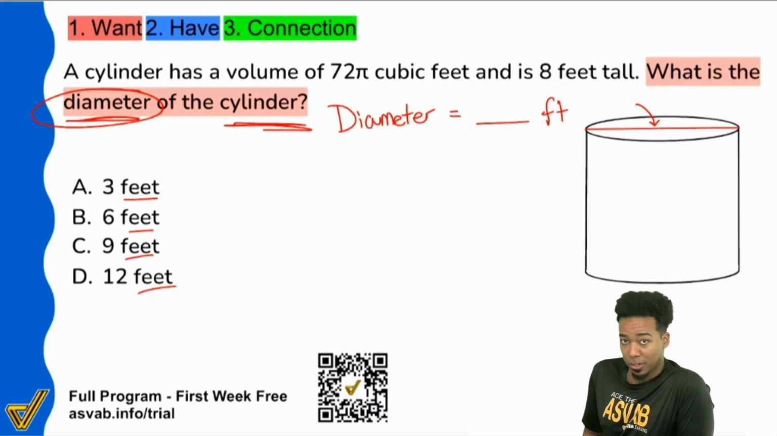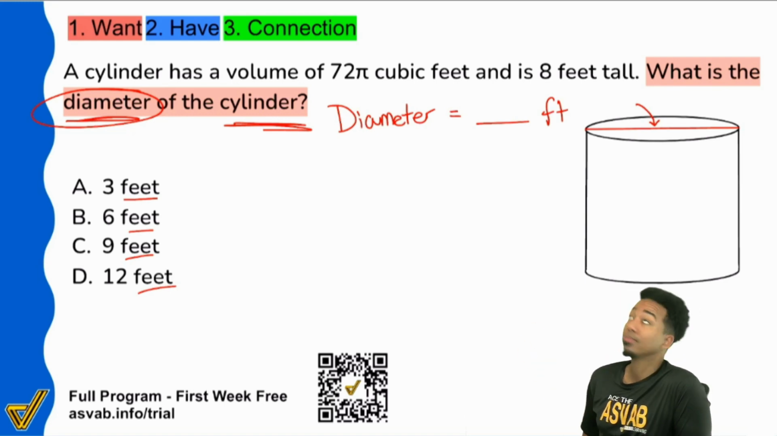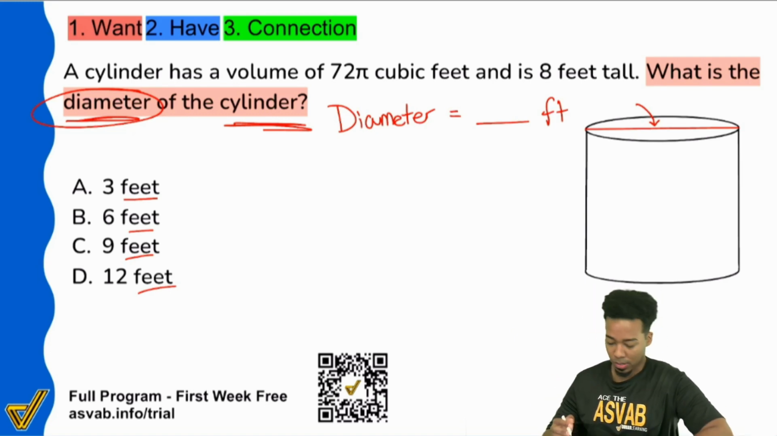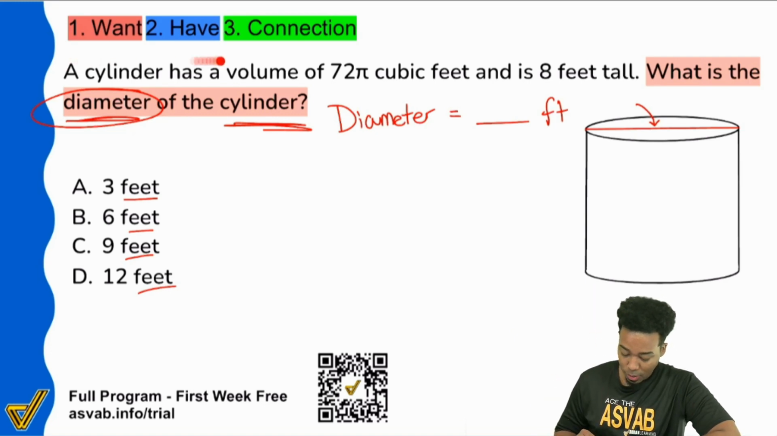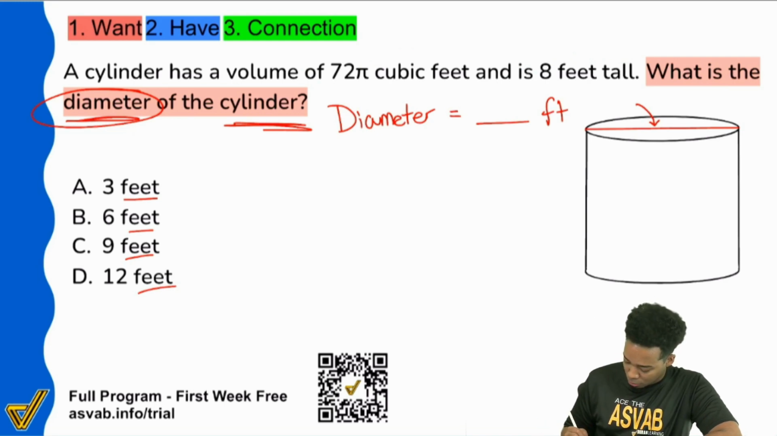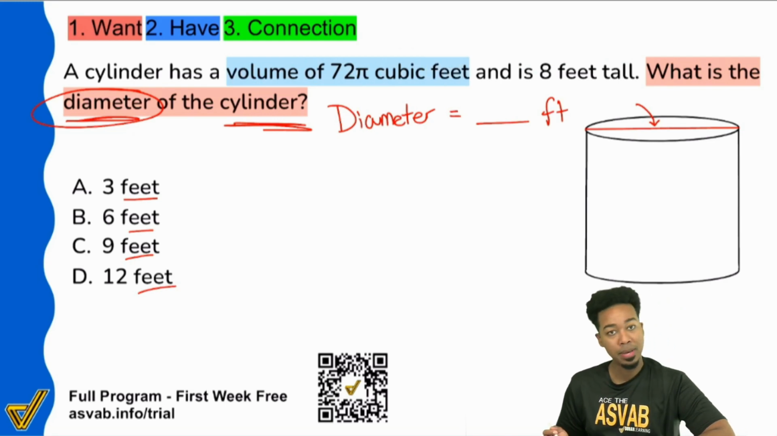Up next, here's what I'm going to do. I'm going to look at the information that I'm given to understand, is there any information about the cylinder that I can use to get this right? Now, check out that first sentence, what it says. It says, a cylinder has a volume of 72 pi cubic feet, and it's 8 feet tall. Okay, but the first part here is what matters most. The volume is 72 pi cubic feet.